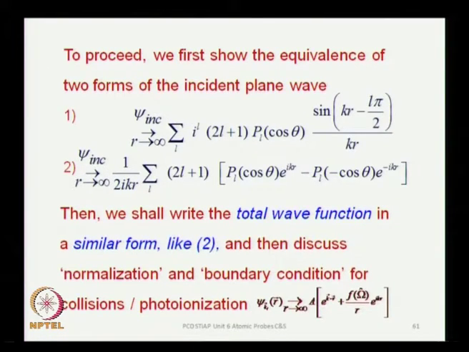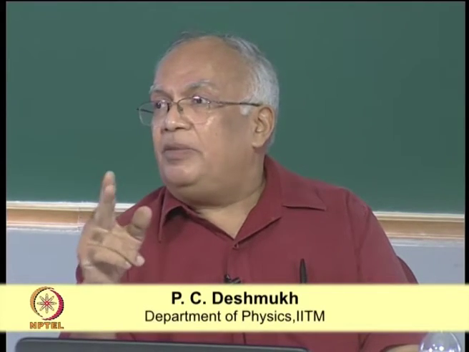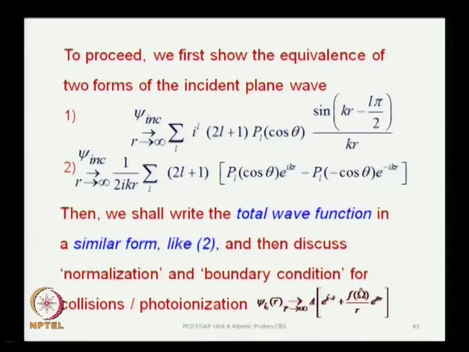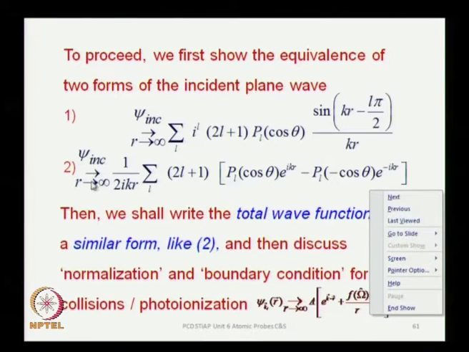Our eventual goal in this discussion is to relate the boundary conditions for photoionization and collisions, and we have already seen in some of the diagrams that I have discussed earlier that they both have the same final state, but the initial states are different, and there is a certain time reversal symmetry which is involved which connects the two. So that is our goal for this discussion. We will get to that, and to be able to get to that, we first want to write the total wave function also in a form which is similar to this second form. So let us write that.